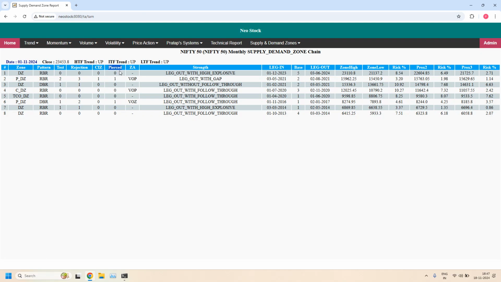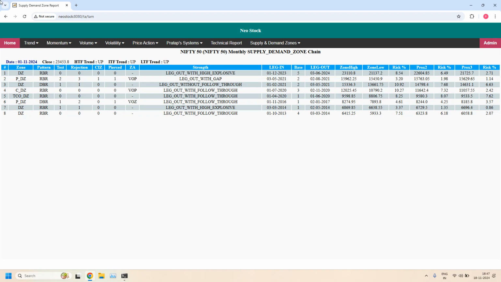Look into the pierced column to find the pierced zones. They can't be used. And look into the LTF trend to find the trend of the current time frame you have selected. This is the way you should understand the remaining reports. And also don't forget to pause the video when you are moving from one time frame to another time frame, because I am giving you only few seconds to watch the reports.